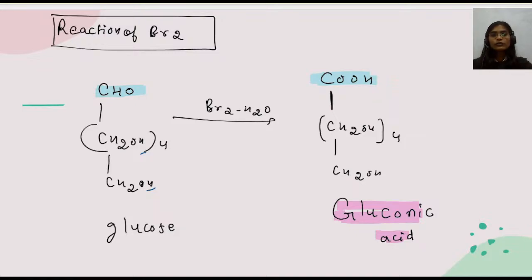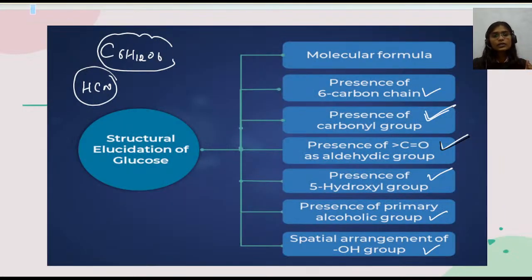Now, let's continue further. Right now we have proved 3 points: the presence of 6 carbons with HI, the presence of the carbonyl group with HCN, and also with hydroxylamine, and then this group's presence with bromine. Now let's see how to prove that 5 hydroxyl groups are also present there.